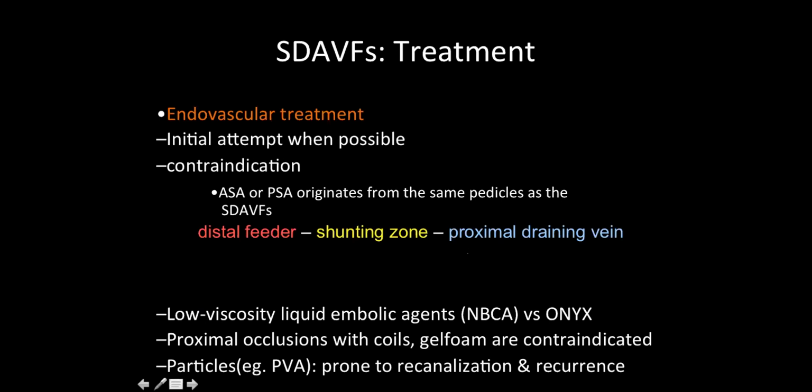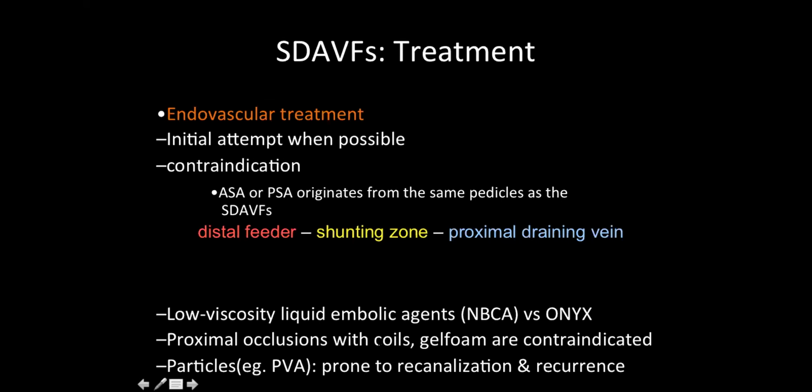Now, this part is very important, because unless we occlude the proximal draining vein, like said by Dr. Manoj in the intracranial case, this pouch will start to recruit its supply from anywhere it can. So the prognosis depends on how successfully we can occlude the proximal draining vein. The agent of choice is a low viscosity liquid embolic agent like glue or Onyx that has to penetrate up to the proximal draining vein.